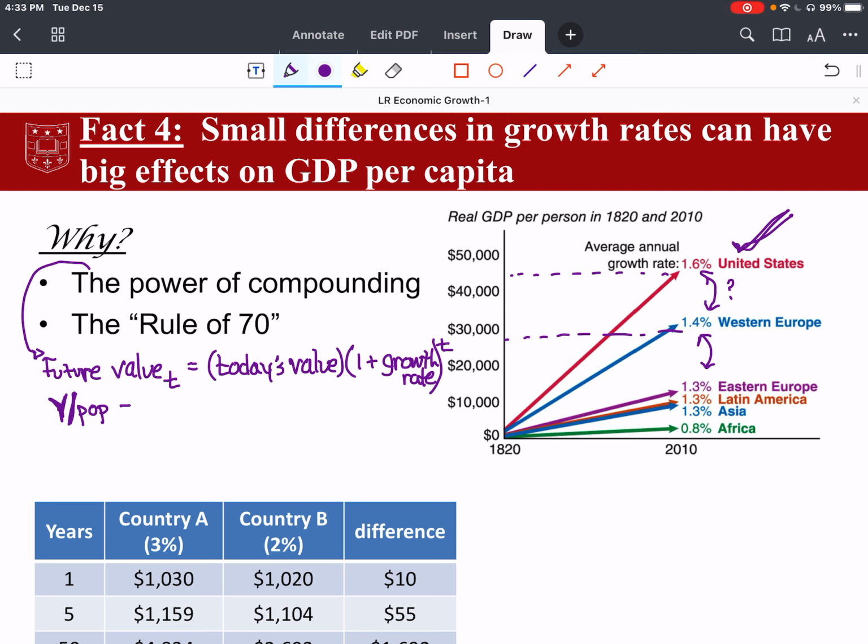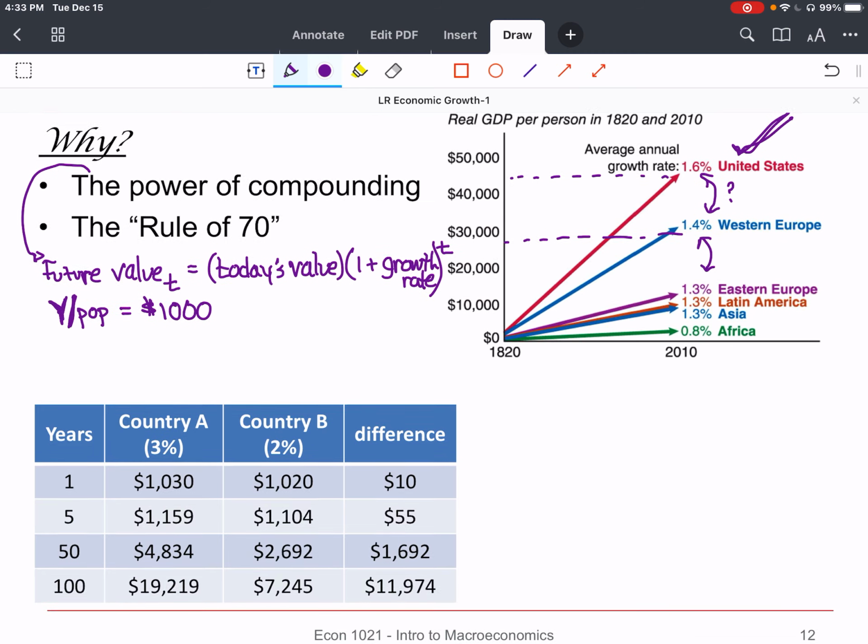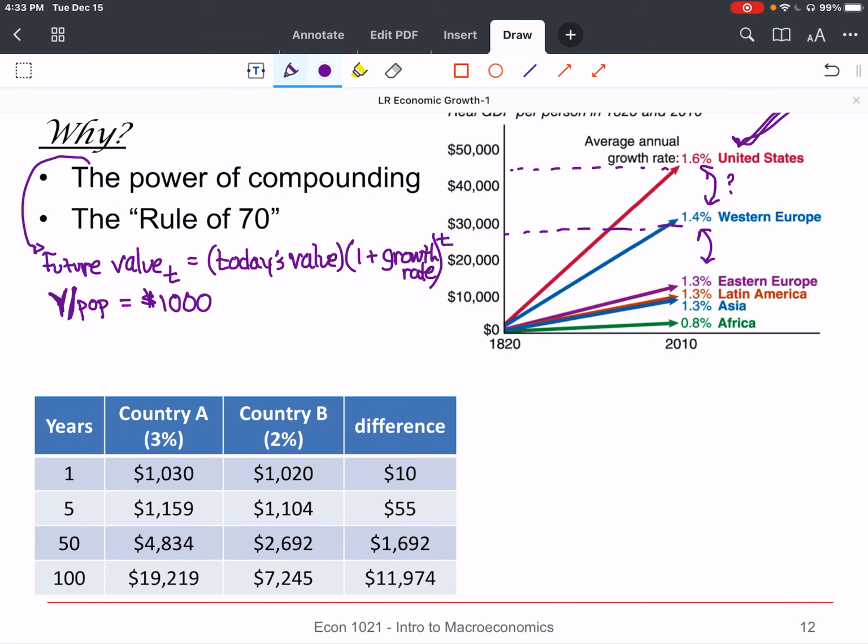But let's suppose that for both of these countries, we start off with income per capita of $1,000, and that's of course real GDP. And what I want to do is remark upon the idea that despite the fact that in country A there's a growth rate of 3%, and in country B we have a growth rate in GDP per capita of 2%, it doesn't seem like that's a big difference. But if we spread this out over a long period of time, then it's going to be quite profound.